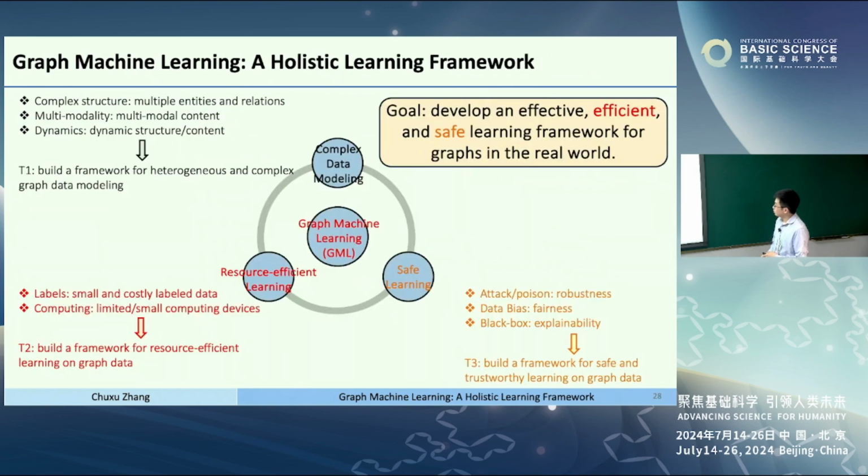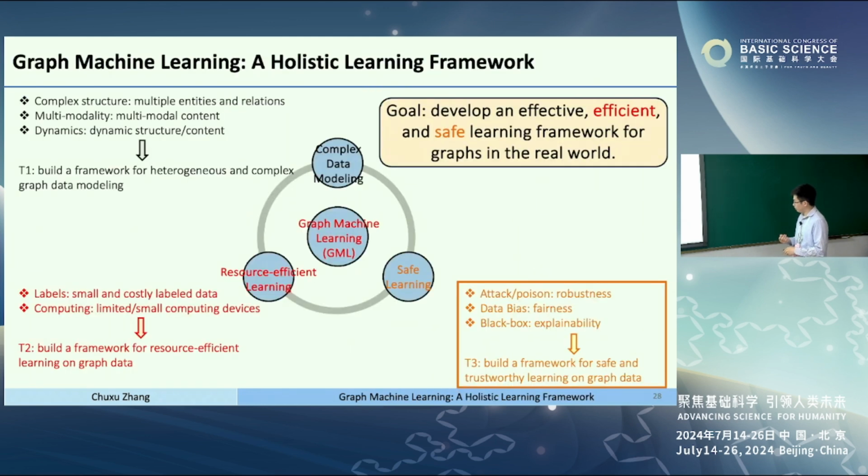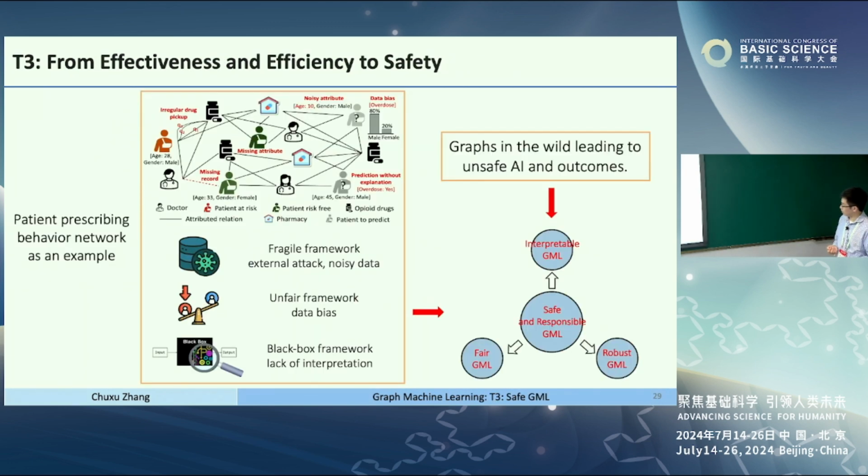Okay, so I have talked about improving the effectiveness and efficiency of graph machine learning. The last task is about improving the safety of graph machine learning. I work on 3 topics, right? The first one is robust graph machine learning: how to handle noisy data and attacking data. The second is how to build a fair graph machine learning to handle biased, sensitive data. And the last one is how to build interpretable or explainable graph machine learning.